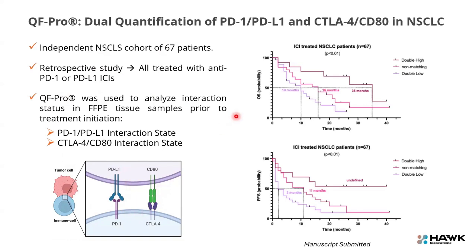And what we could observe is that those patients who had high interaction state for both immune checkpoints had a significantly higher response to treatment than those ones that showed low interaction levels of these immune checkpoints. We could also observe these results in overall survival and progression-free survival. So these results show the value that QFPro can have in helping treatment decision-making for immune checkpoint inhibitor therapies, and also the potential to identify novel functional biomarkers in the clinical domain.